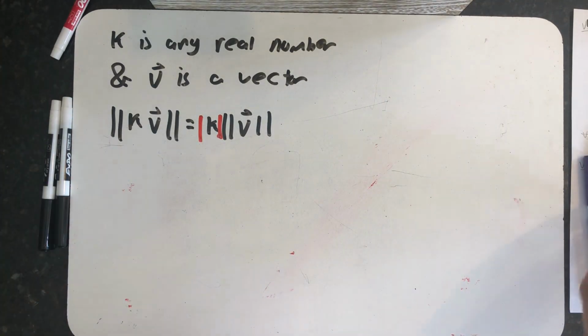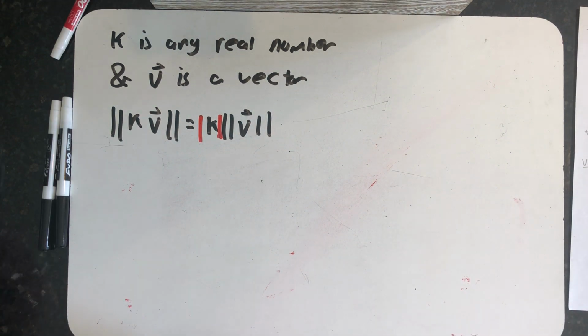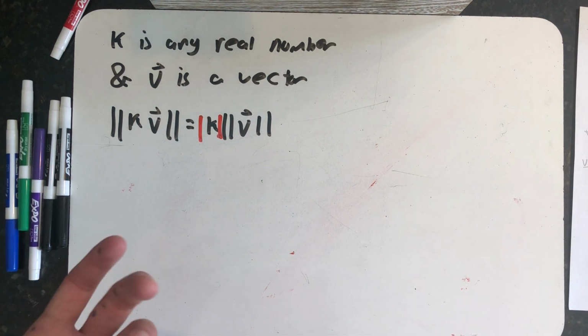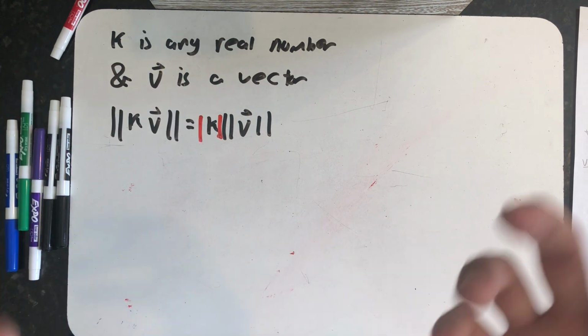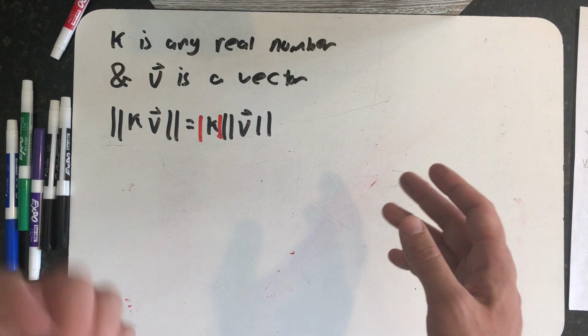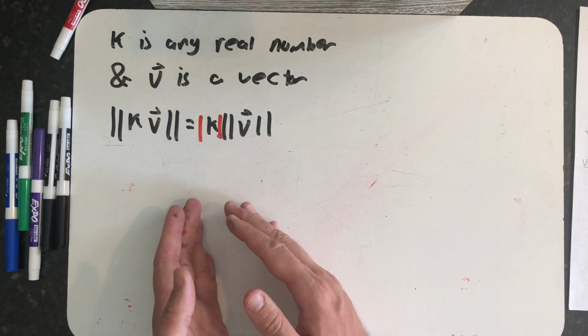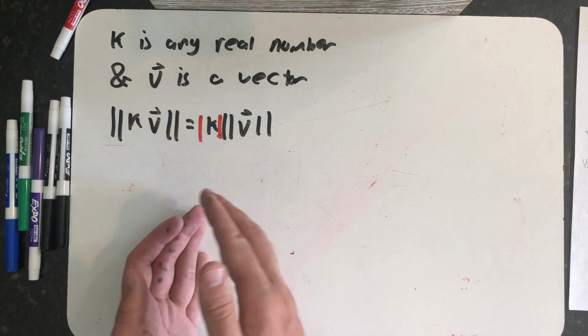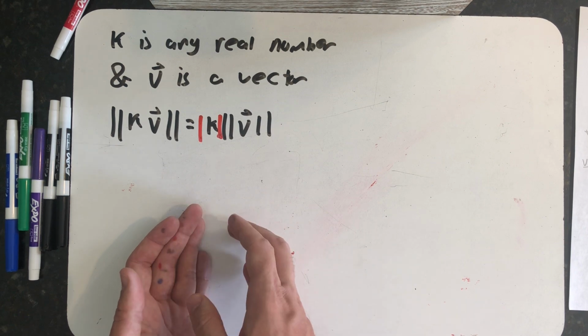This is actually where we get the word scalar from. When you multiply a vector by a real number, you scale the vector. You make it longer. If k is less than 1, you'd actually shorten the vector. 1/2 times the vector would halve the length of the vector.